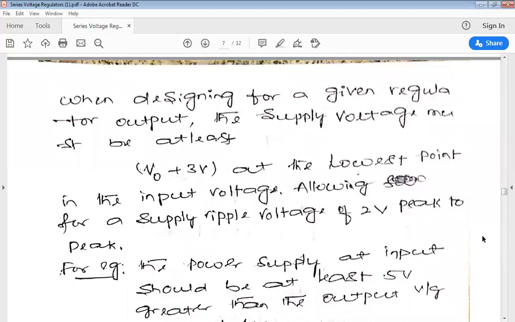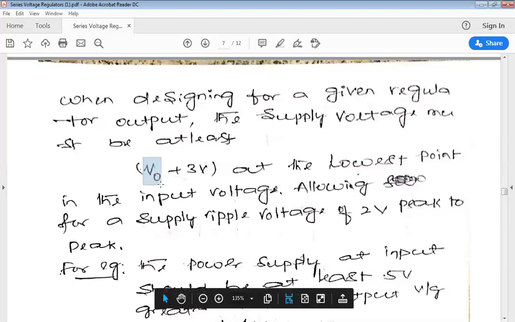Suppose I want 10 volts regulated voltage, then at the input we have to supply 15 volts unregulated supply voltage. It means 3 volts drop occurs across the transistor, and also the supply voltage ripple of 2 volts will be subtracted. Then 15 minus 5 volts, we are getting exactly the regulated voltage of 10 volts.